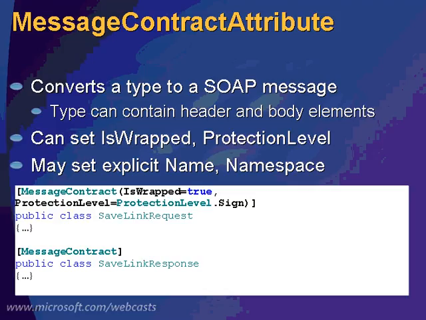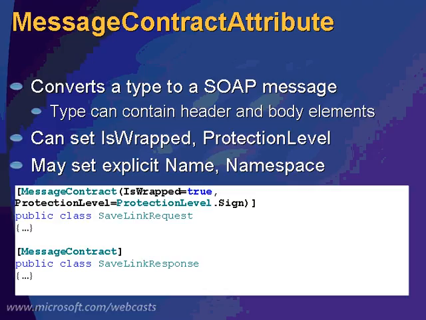So the message contract attribute converts a SOAP message to a type and vice versa. I already mentioned that you can set the IsWrapped or ProtectionLevel properties. You may also want to set the name and namespace, but those are inferred from the type name and from the namespace of the service contract. So normally we wouldn't have to set the namespace here unless you want to have different namespaces for message parts.